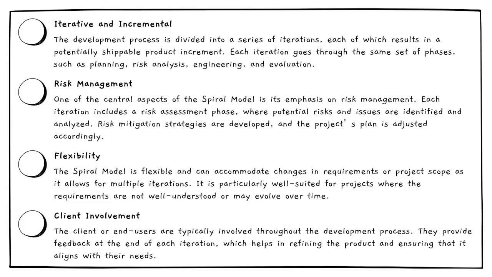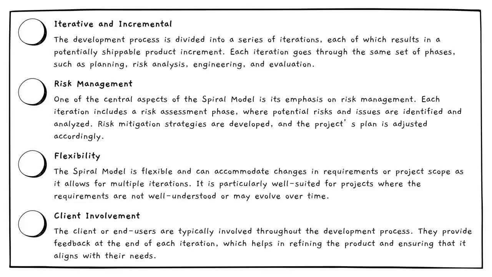Risk management. One of the central aspects of the spiral model is its emphasis on risk management. Each iteration includes a risk assessment phase, where potential risks and issues are identified and analyzed. Risk mitigation strategies are developed, and the project's plan is adjusted accordingly.